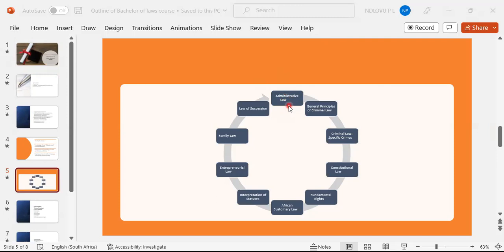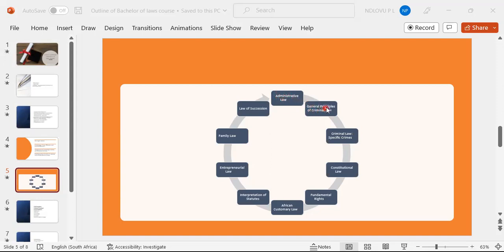You will study more and encounter some of these principles to do with persons who are affected by the decisions of government organs or organs of state, what rights they have, and how they can carry themselves around to protect their rights and so on. So that's as far as administrative law is concerned.